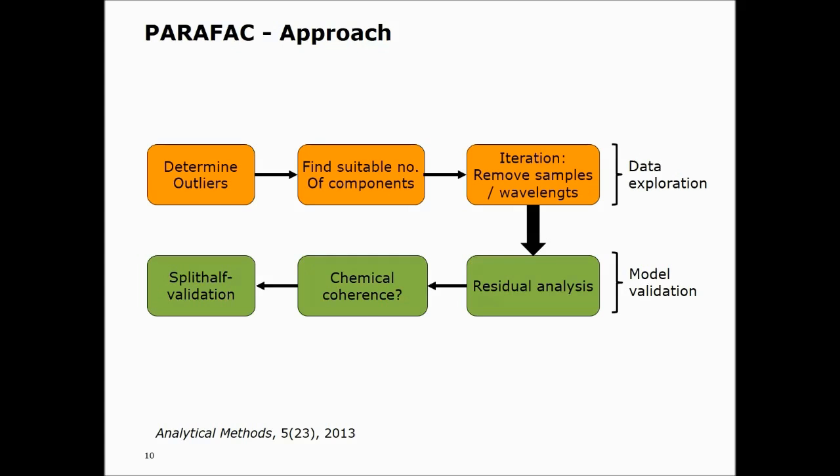a valid one. The last step is the so-called split half validation, where the dataset gets split into two halves with random combinations of samples. And these combinations are then modeled independently, and the assumption is that a ParaFAC model is only valid as long as we arrive at the same solution within the splits and also in comparison to the overall model. And this is the typical ParaFAC modeling approach.